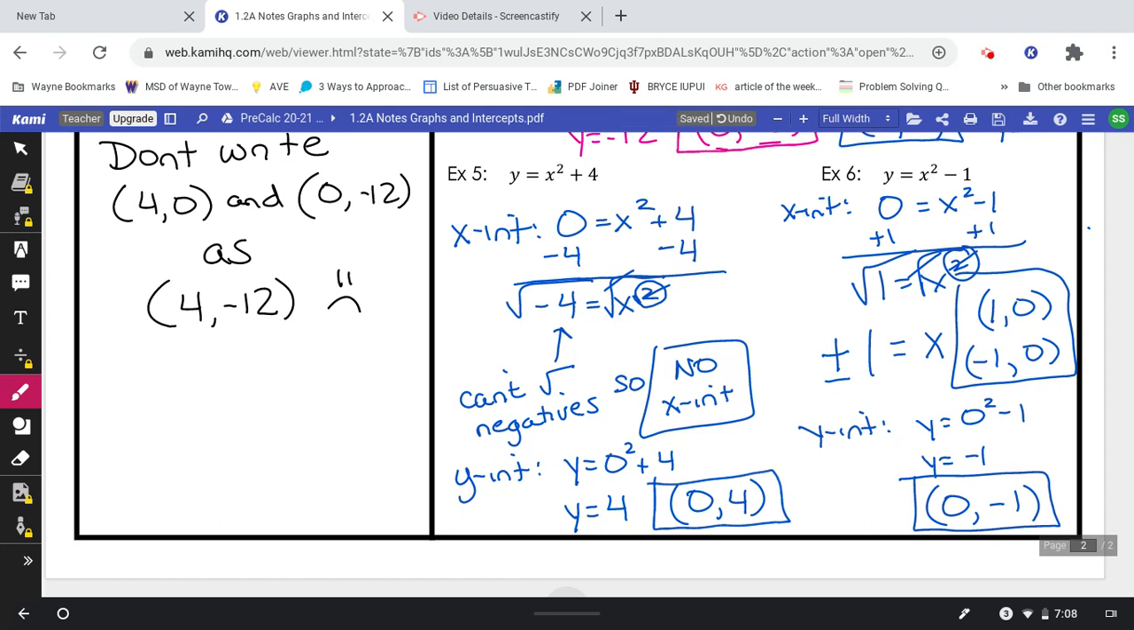Okay, so let's recap. When you have a square root of a negative, you get no answer. When you have the square root of a positive, you get 2 answers. So it's just a couple things to keep in mind there. Again, can't square root negatives, and don't forget the plus or minus sign when you square root a positive.